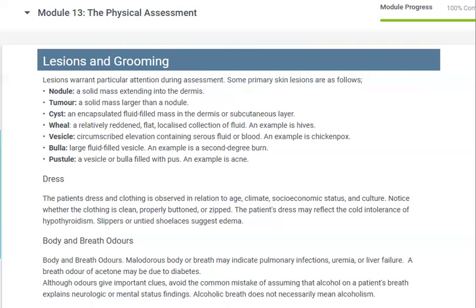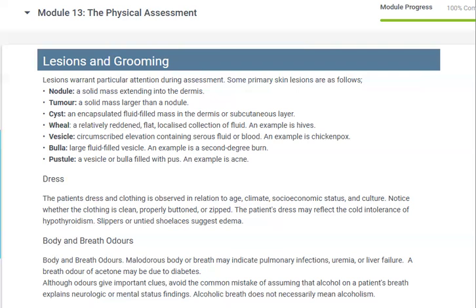Dress. The patient's dress and clothing are observed in relation to age, climate, socioeconomic status, and culture. Notice whether the clothing is clean, properly buttoned, or zipped. The patient's dress may reflect the cold intolerance of hypothyroidism. Slippers or untied shoelaces suggest edema.